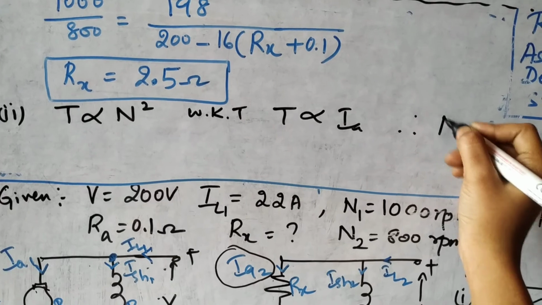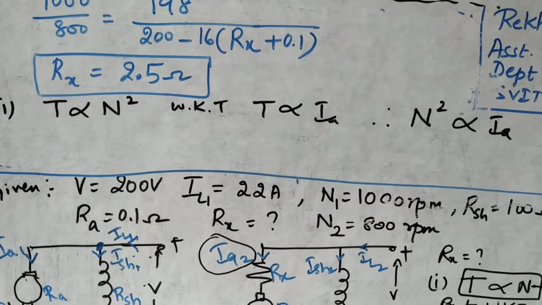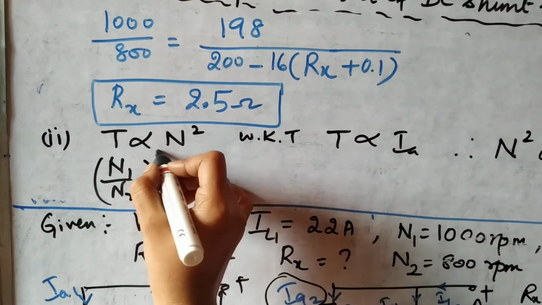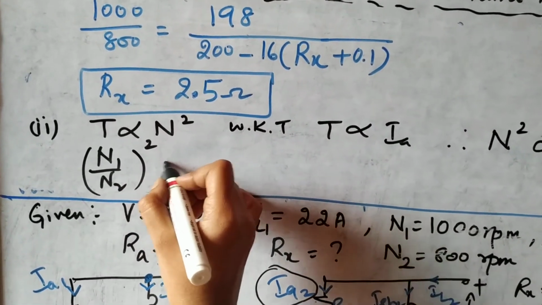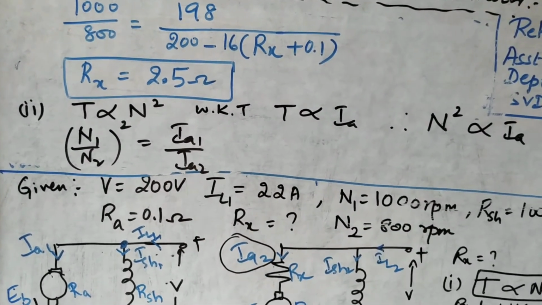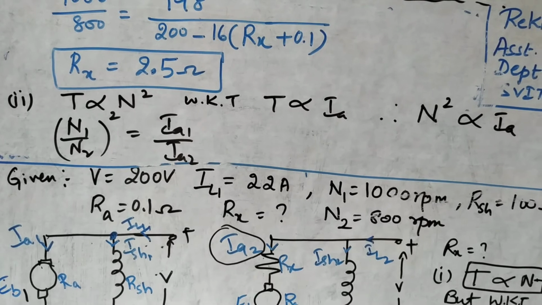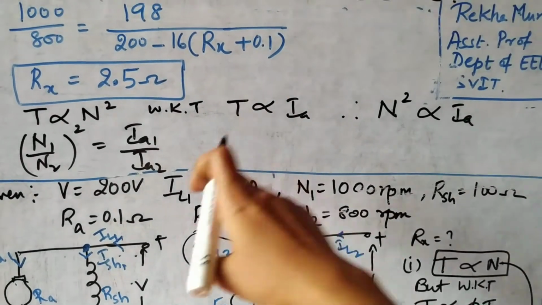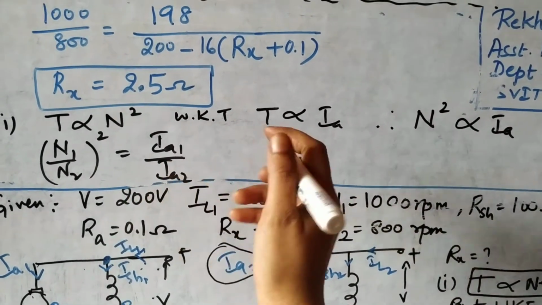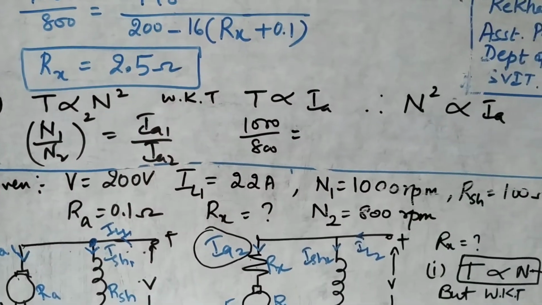Therefore, we can write N square is proportional to Ia. So again write down the equation: N1 by N2 whole square is equal to IA1 divided by IA2. Once again, what you will do here, you will find out the value of IA2. Solve for that. So when you substitute 1000 divided by 800 whole square is equal to IA1 divided by IA2.